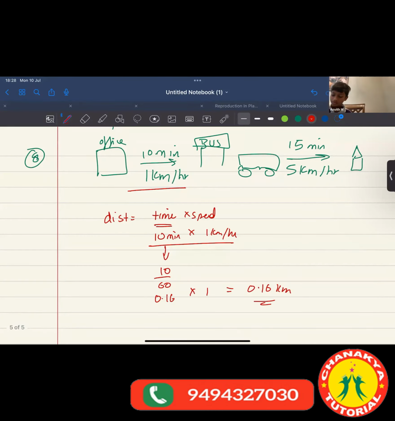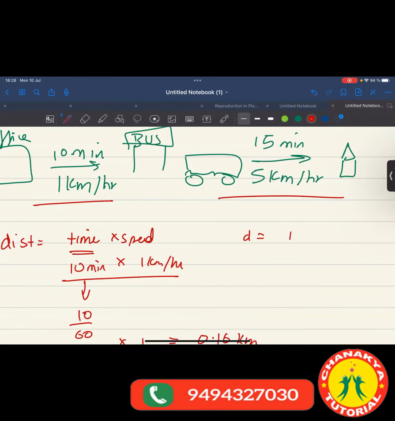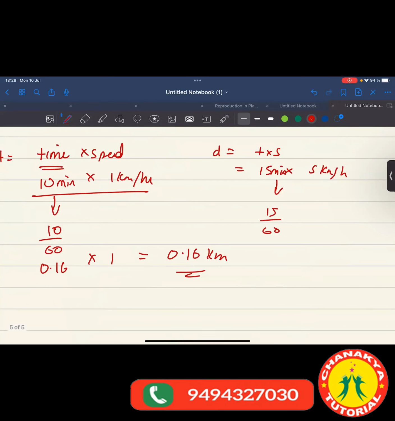Cool. Now we need to find the distance over here. Again, we know distance equals to time into speed. So time is 15 minutes into speed, which is 5 km per hour. You need to convert 15 divided by 60, which will be 0.25. 0.25 into 5, which will be 1.25. Because 0.25 into 4 is only 1.